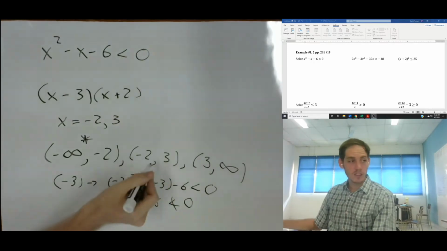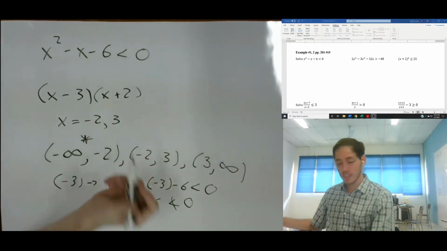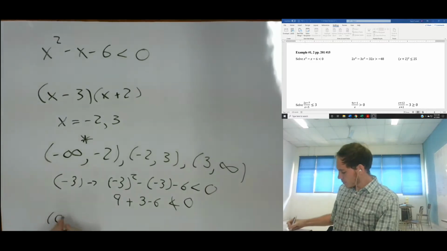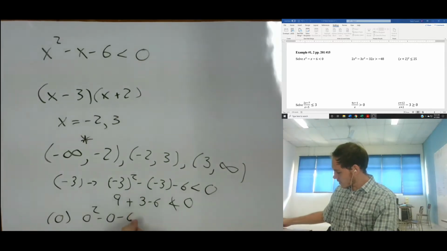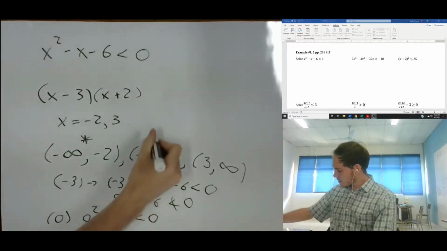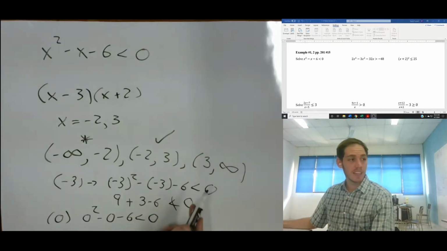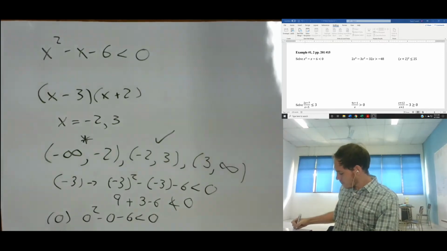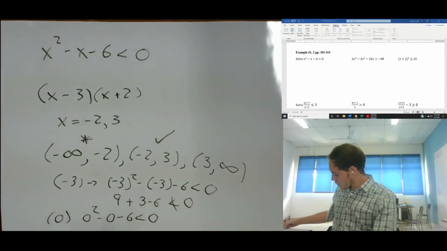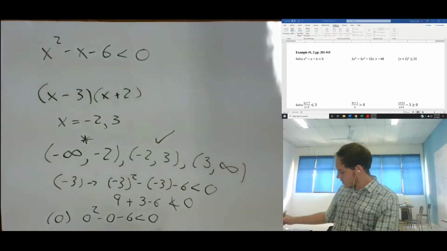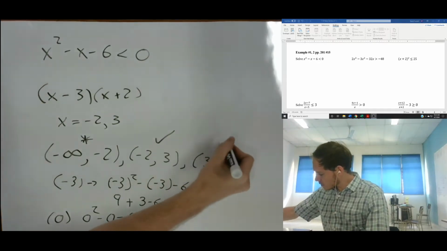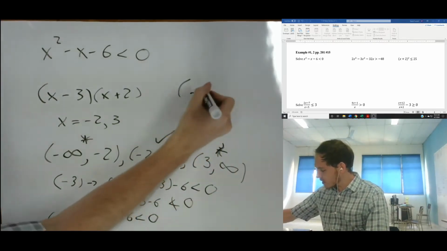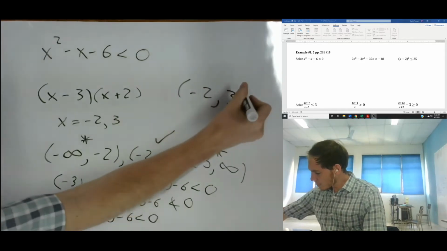Let's test this one. So choose a number between negative 2 and 3. 0. Beautiful. So we're going to plug in 0: 0 squared minus 0 minus 6. It's less than 0. This works, which actually by nature is going to also say that this probably doesn't work. Let's try this with the positive 4. So we have 4 squared minus 4 minus 6. Is that less than 0? No. So this doesn't work. So then this doesn't work. So the test interval that's actually going to work is negative 2, 3.